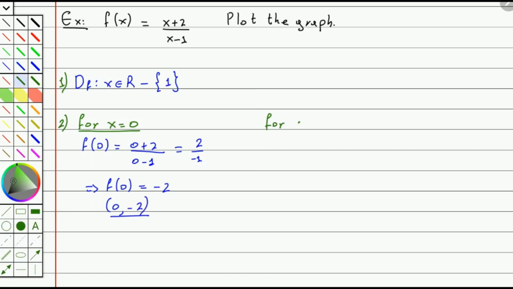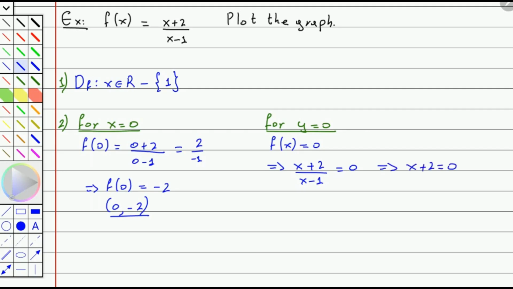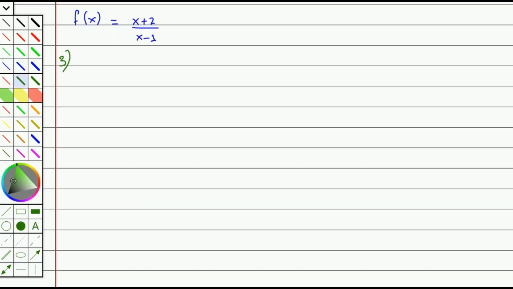Now for y equals 0, it means f of x is equal to 0. So we have x plus 2 over x minus 1 equals 0. Whenever we have a fraction equal to 0, only the numerator can be equal to 0. So x plus 2 is equal to 0, x is negative 2, and so the intersection point is negative 2, 0. So step 3 is the monotonicity.